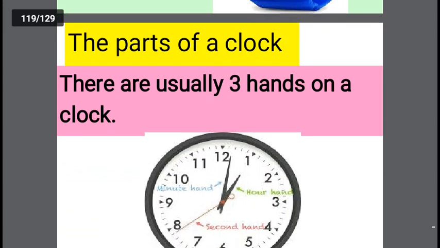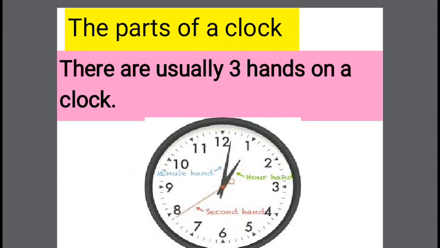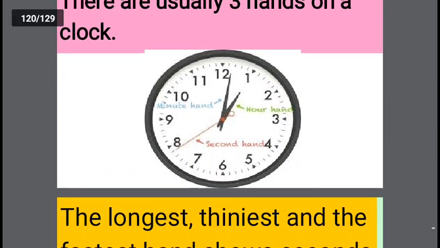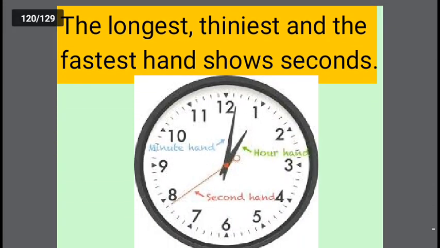Very good. So we have parts of a clock. There are usually 3 hands on a clock. How many hands do we have on a clock? 3 hands. Let's take it one after the other. You can see the second hand in red, the minute hand in blue, and the hours hand. The longest, tiniest, and fastest hand is the second hand. You can see it's very tiny but long. So that is the second hand.